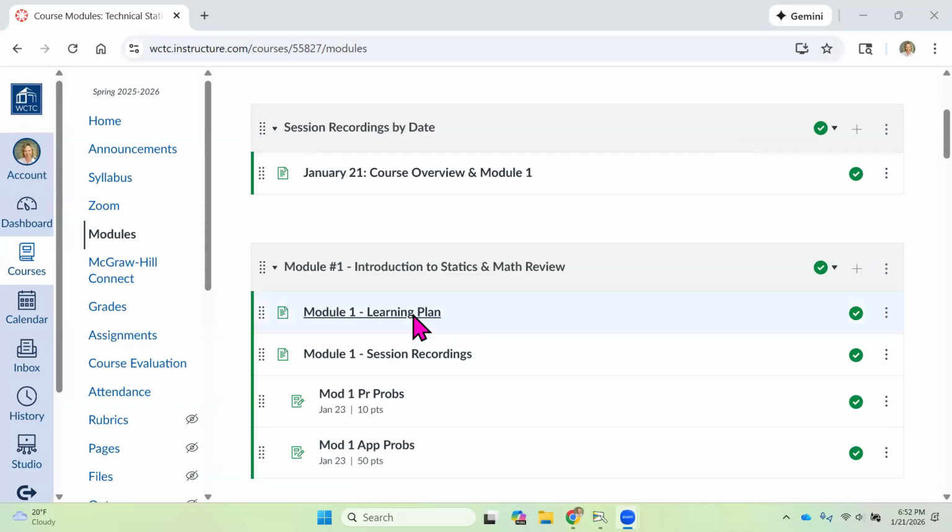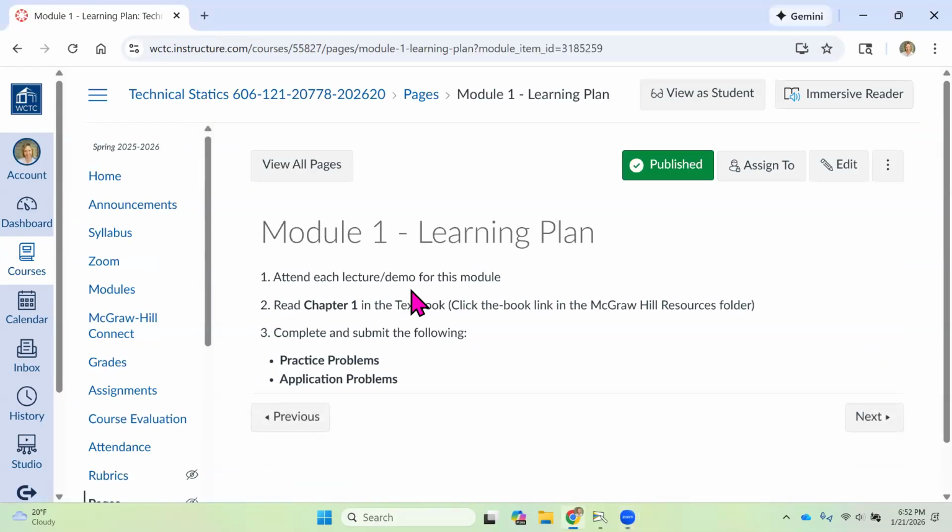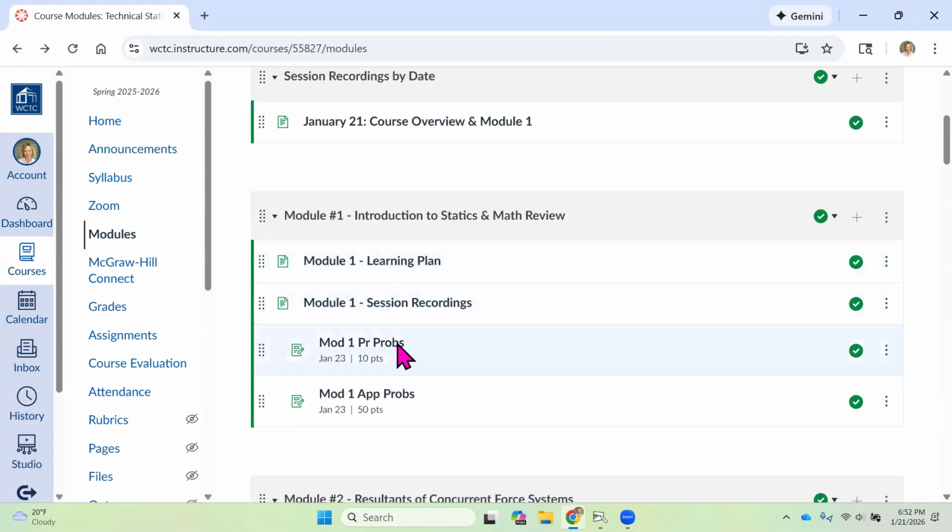So if we look at the learning plan, we're going to be doing our demonstration. It does say read chapter 1, but you don't have to. There's not going to be information pertaining specifically to what we're going to be doing here. We're just going to be basically doing our math review, okay? And then you'll have the practice problems and the application problems to hand in. So what we're going to focus on are the practice problems.